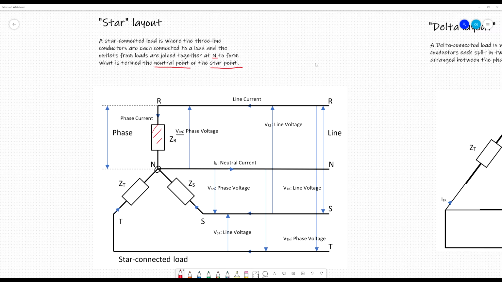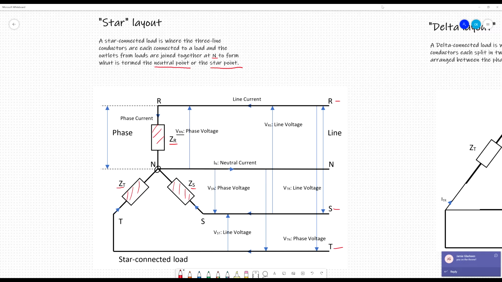So if I have my 3 loads here, which I'll just shade in, I've called them Z for impedance. Remember, impedance is inductance, capacitance and resistance combined. I've called them ZR, ZS and ZT. So in this case I've called my phases R, S and T. That's just a convention that I use. You could call them red, green and blue, you could call them 1, 2 and 3, anything like that, but here I've used R, S and T.